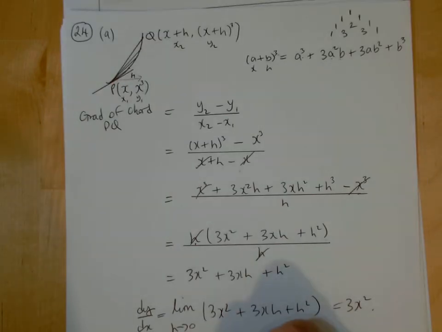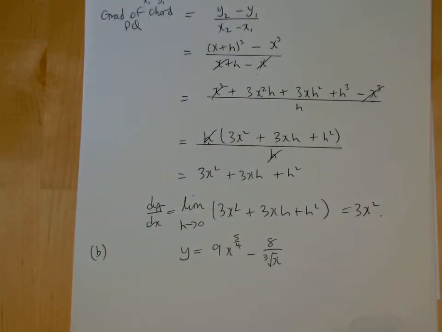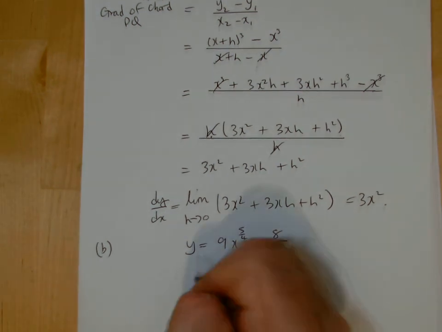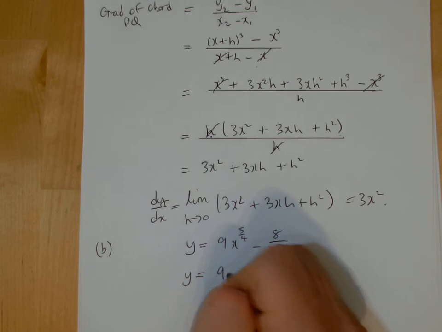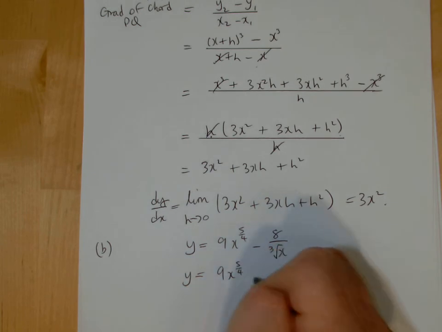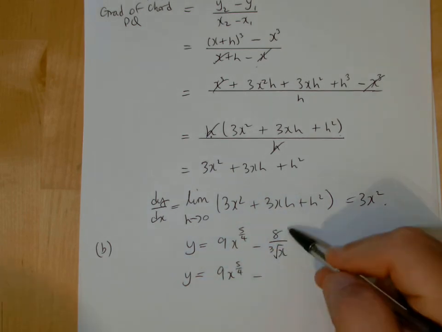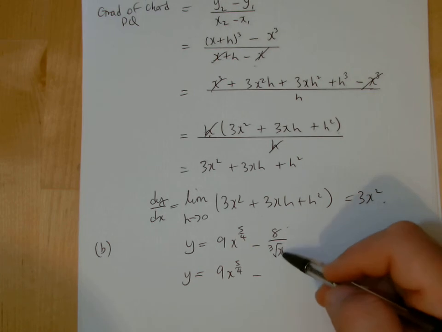Okay, so in part B then, it says differentiate this, so we've got 9x to the power 5 over 4 minus 8 over the cube root of x. So I've written that down there, yeah? Okay, so before we differentiate this, we must remember to get all the x terms at the top. So the first term is fine, it's just this second term here. We need to take that up, yeah? Because you can't differentiate it like that.